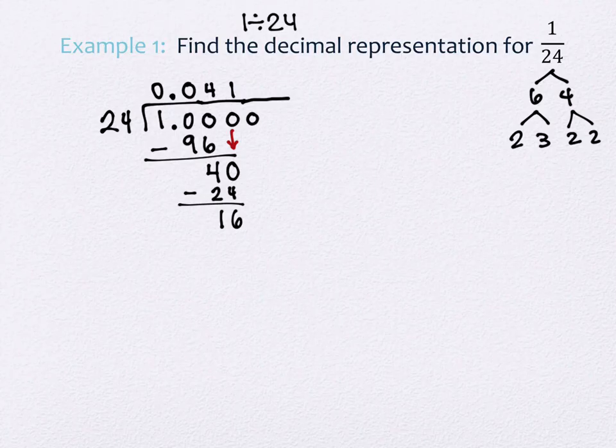We're going to put another 0 here. We're going to bring it down. So now I have the number 160. How many 24s will go into 160? It's 6. And what is 6 times 24? It's 144. And if we subtract, what do we get?